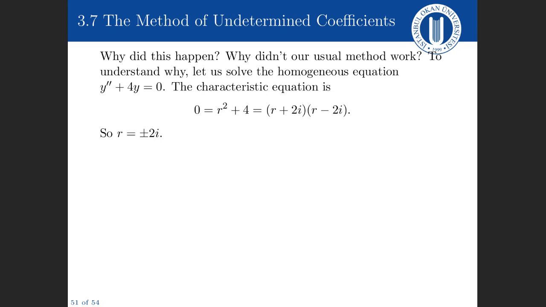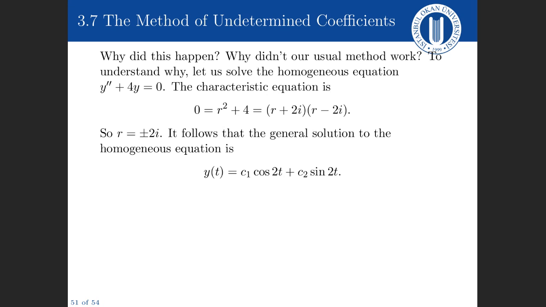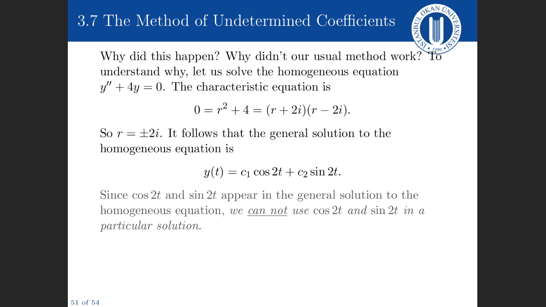Quick, this should be revision for you. We start with the characteristic equation. Here, r squared plus 4 is equal to 0, which tells us that the roots must be plus or minus 2i. So the general solution to the homogeneous equation must be constant c1 cos 2t plus constant c2 sine 2t.